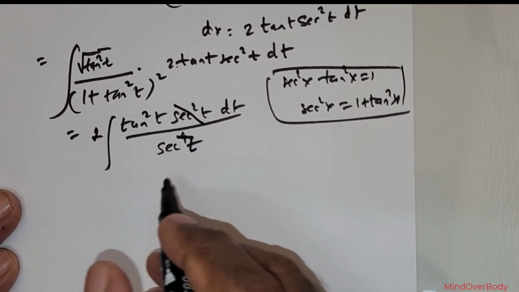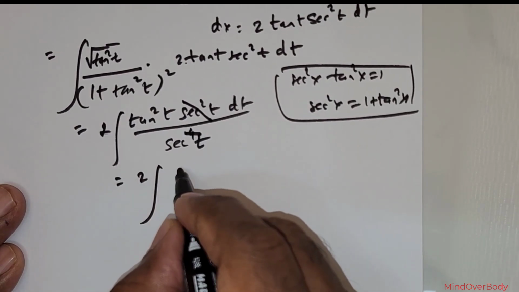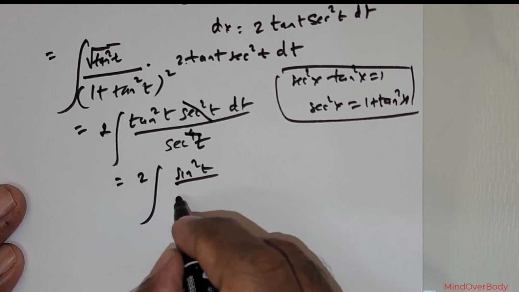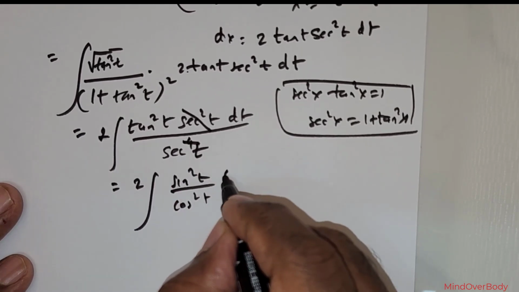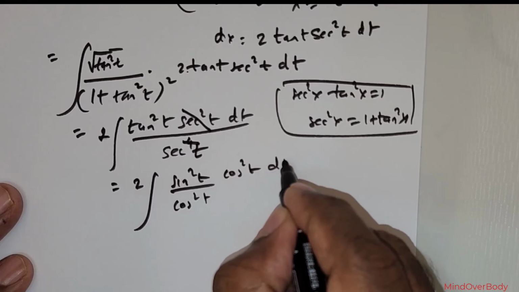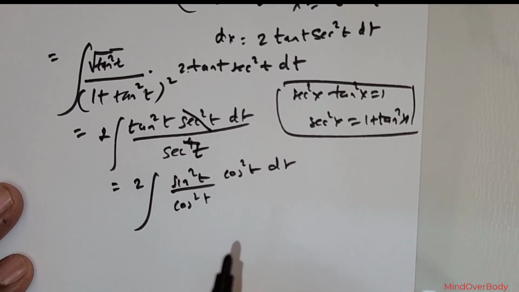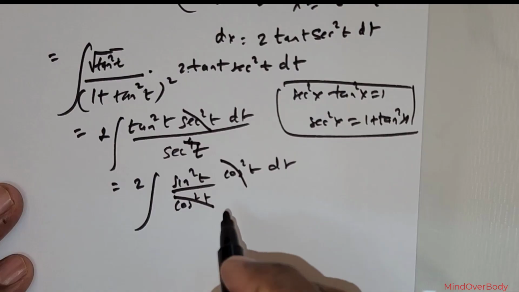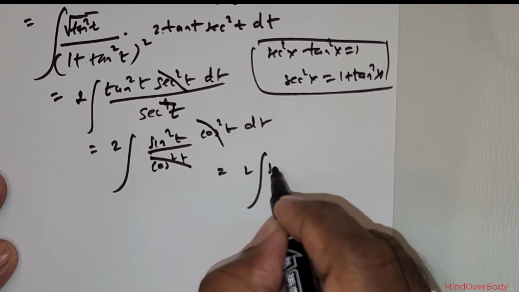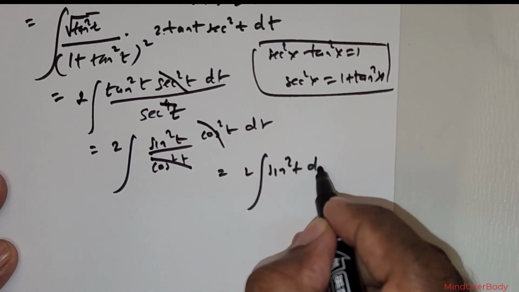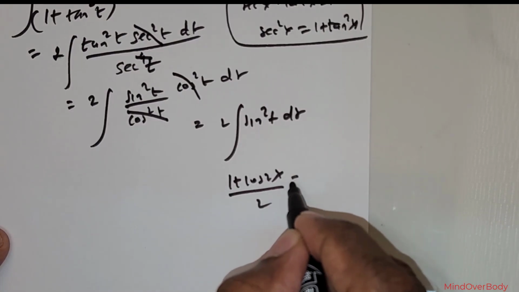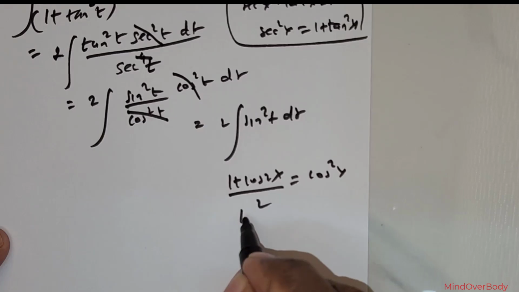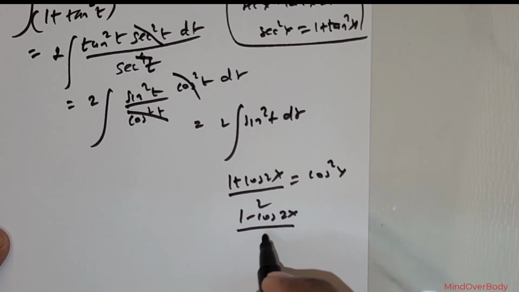So you have a tan squared. Tan squared, I'm going to write it as sine squared t divided by cos squared t. There is secant squared t. Flips, you get cos squared t times dt. So cos squared and cos squared goes up. You have 2 times sine squared t times dt. Now (1 + cos 2x) divided by 2 is cos squared x, and (1 - cos 2x) divided by 2 is equal to sine squared x.